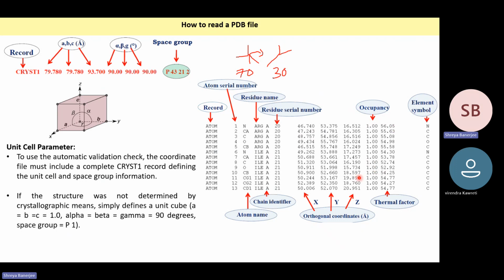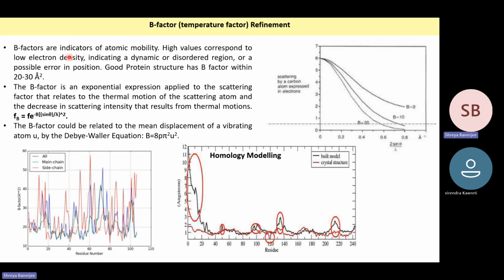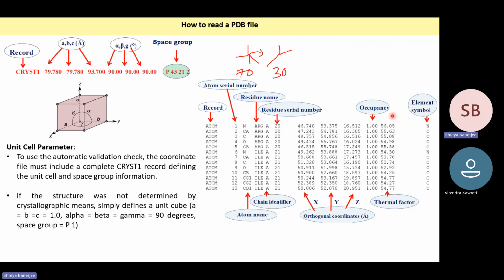And thermal factor, you have already studied when we were doing X-ray crystallography. Thermal factor or B factor is an idea of the atomic mobility. High B factor means a very dynamic region. Here you can see when you have side chain, that is the red, B factor is high because side chains can move very freely. But when you have the main chain, that is green, you can see the green graph is much lower because main chain in amino acid generally does not move that much because it is part of the secondary structure. So main chain has low mobility. B factor basically indicates atomic mobility, and that is what the B factor or thermal factor is showing.